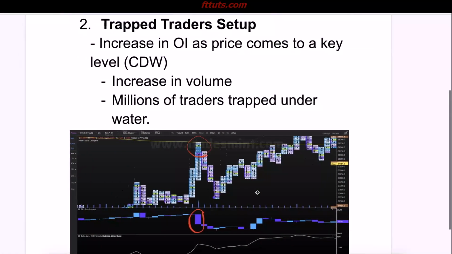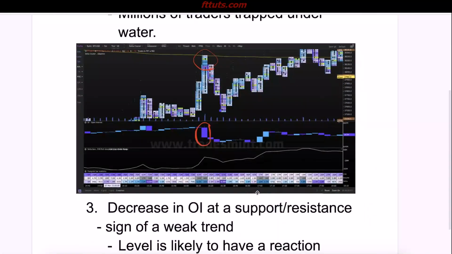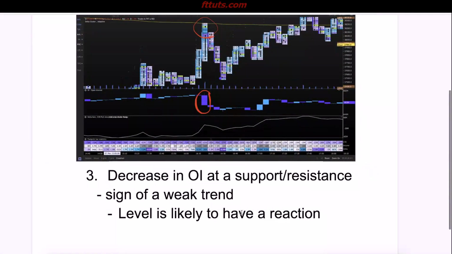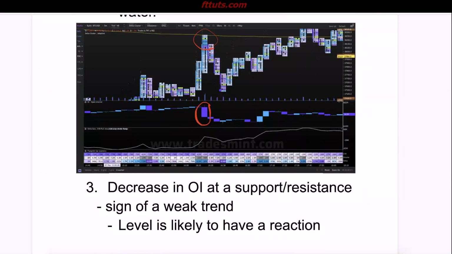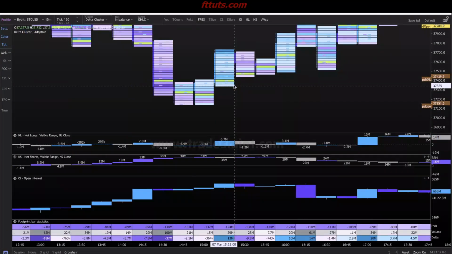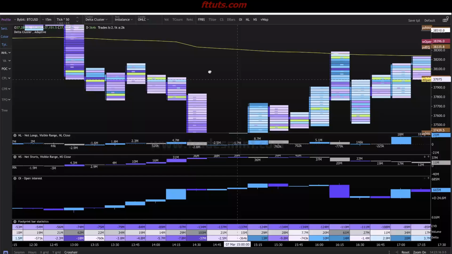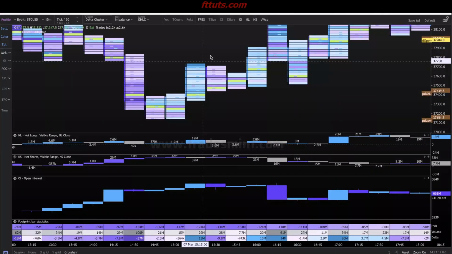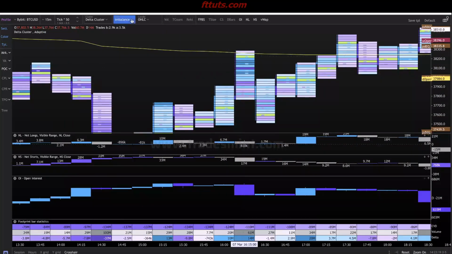But here's another instance of a decrease of open interest at support or resistance, a sign of a weak trend. The level is likely to have a reaction. I actually just went through this one as well. This is the rejection off the VWAP after we got the long trade, then we could have immediately gotten into a short trade.